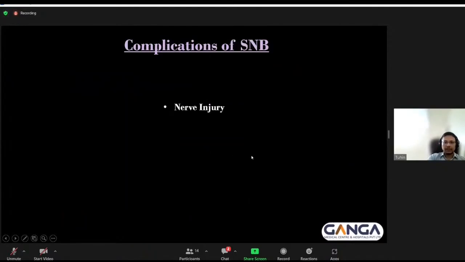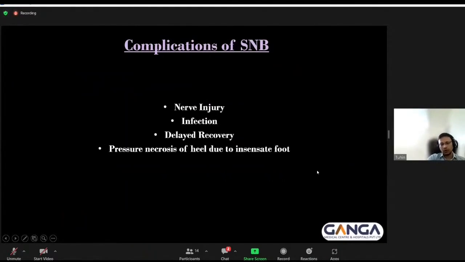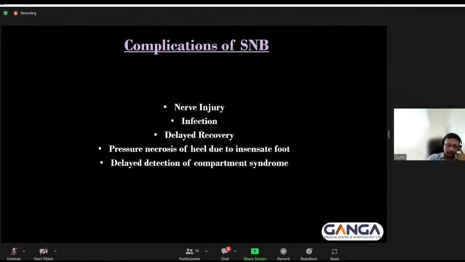Coming to the complications of the sciatic nerve block, there could be nerve injury because of direct needle trauma or because of the local anesthetic injection, local anesthetic chemical neurotoxicity, etc. Infection can happen while you are using a catheter for the continuous popliteal fossa block or proximal sciatic nerve block. Use absolute aseptic precautions in those cases. The delayed recovery could be because of using higher concentration or use of adjuvants like dexamethasone. It can prolong the duration. So in those cases, you just need to give assurance.